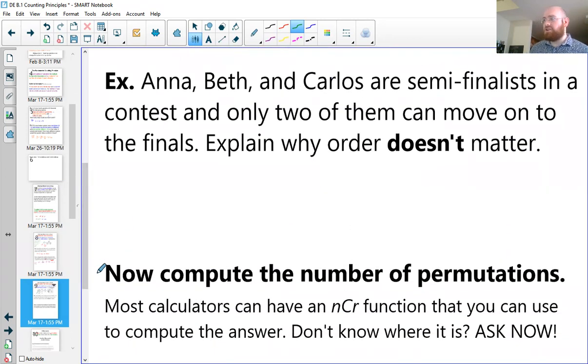So Anna, Beth, and Carlos are semifinalists in a contest, and only 2 of them can move on to the finals. Explain why order doesn't matter. So in this case, no matter who goes on to the finals, they are in the same position. There's no distinction between which 2 people end up as finalists. So all finalists are equal. There's no difference whether you are the first finalist or the second finalist, you still end up in the final round. So that's why order doesn't matter.